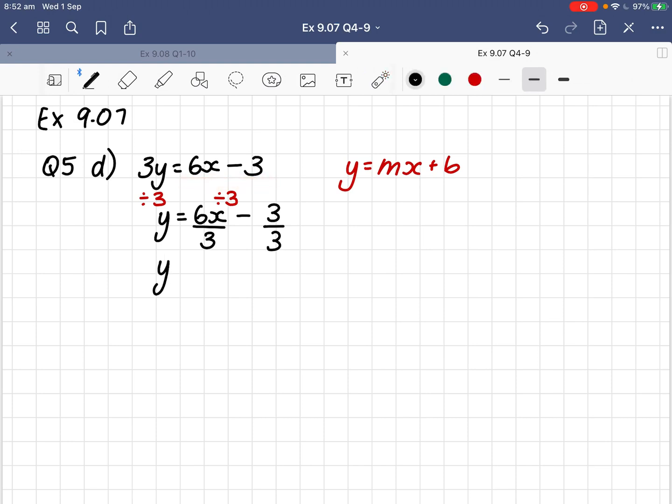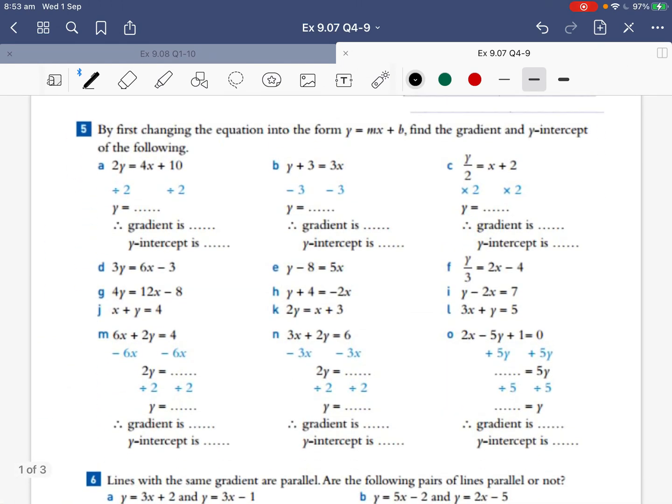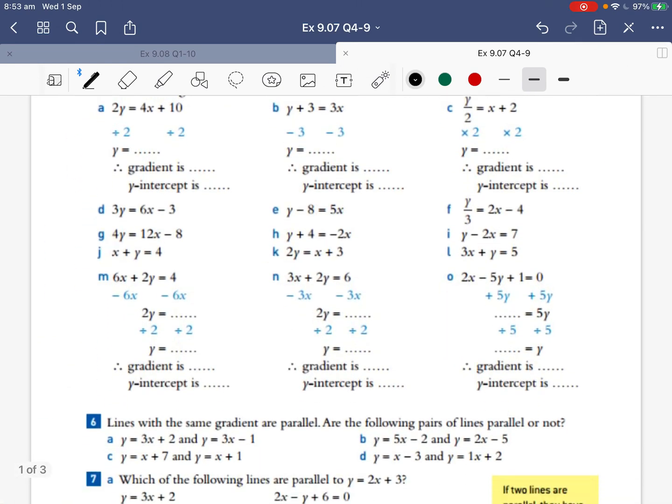So what we get here is y equals 6x divided by 3 is 2x, minus 3 divided by 3 is 1. So now we have this in the form of y equals mx plus b. So our m, which is our gradient, is our coefficient of x, which is 2, and our b, which is our y-intercept, is our constant of minus 1. So you can have a go at A, B, and C there.